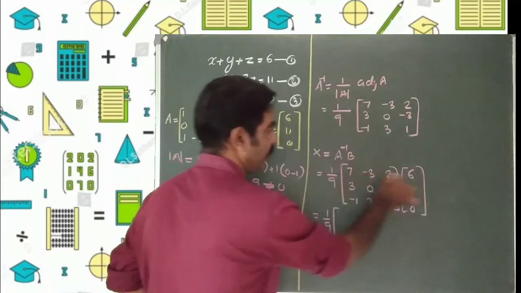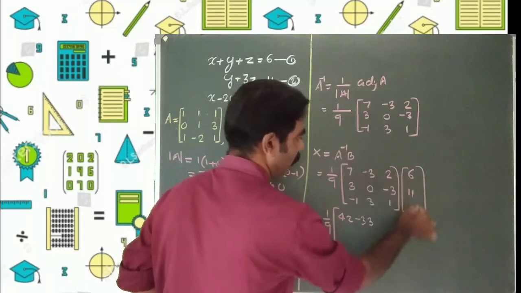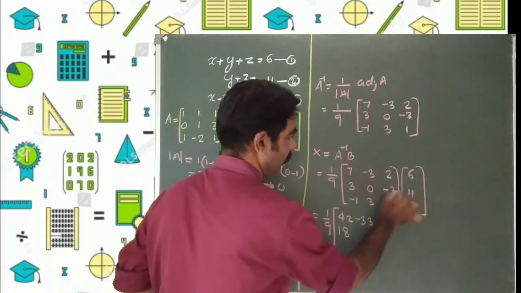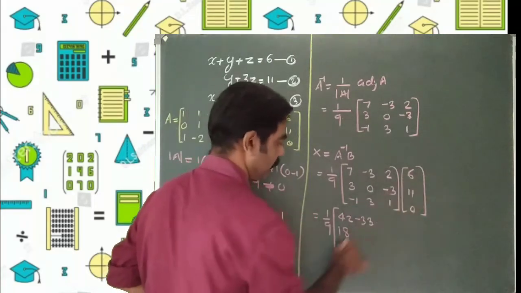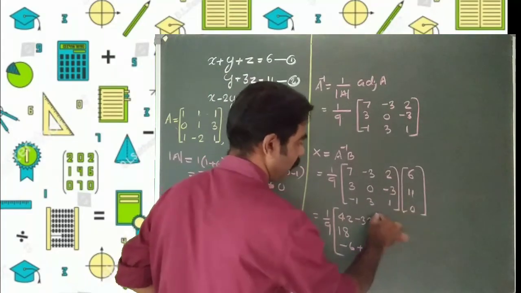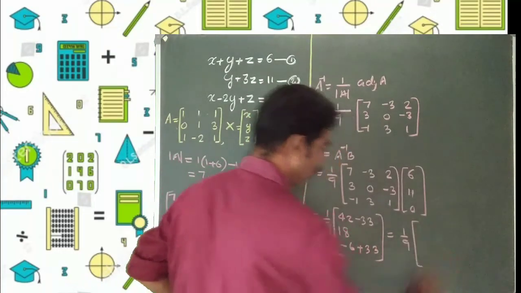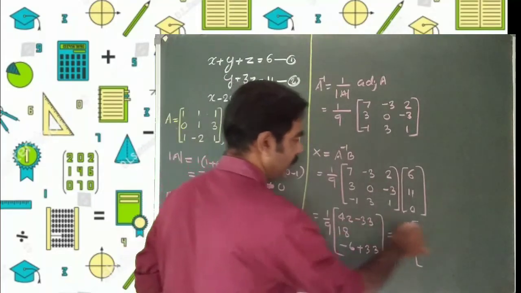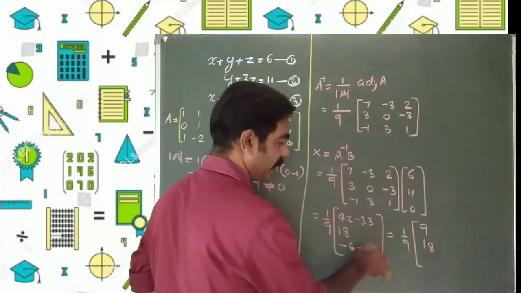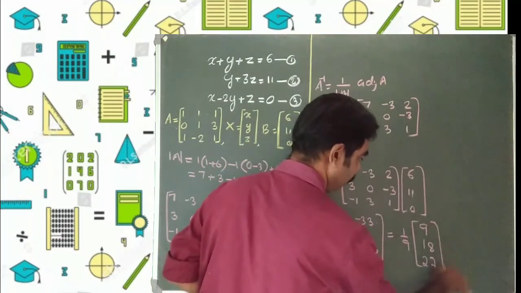So that's equal to 1 by 9 into. We multiply: 7 sixes are 42, minus 3 into 11 is minus 33, 2 into 0 is 0. Now 3 into 6 is 18, 0 into 11 is 0, again 0. Minus 1 into 6 is minus 6, 3 elevens are 33, and 1 into 0 is 0. So that's 1 by 9 into: 42 minus 33 is 9. Again 18 is the second element. Here it is minus 6 plus 33, that is 33 minus 6, which becomes 27.